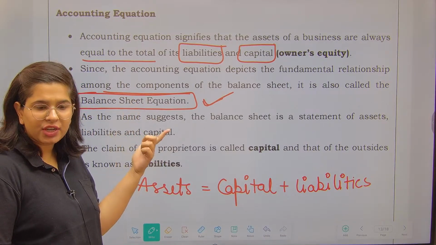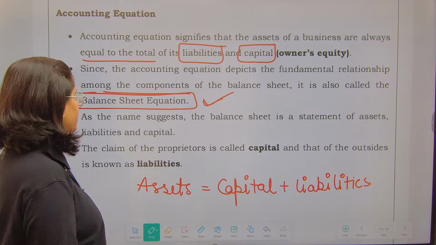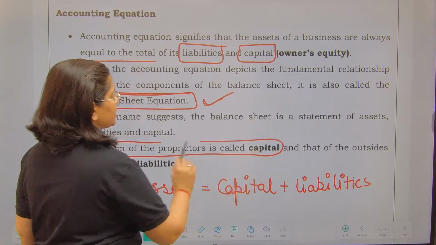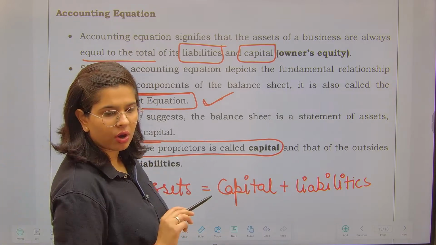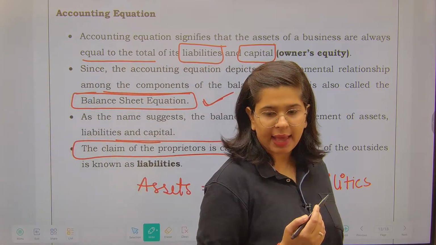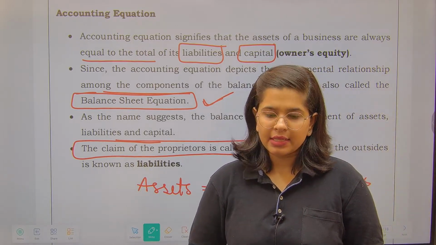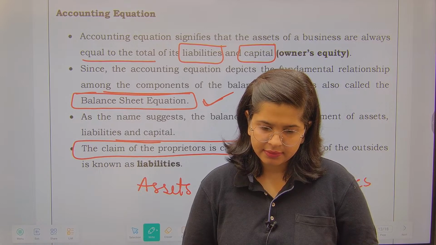What is called balance sheet equation, accounting equation, the claim of proprietors. That means whatever amount has been brought in by the owners of the business, that is called the capital, as well as whatever amount we have borrowed from others, it is called the liabilities.